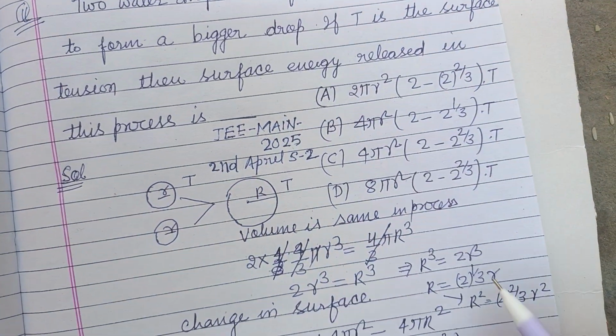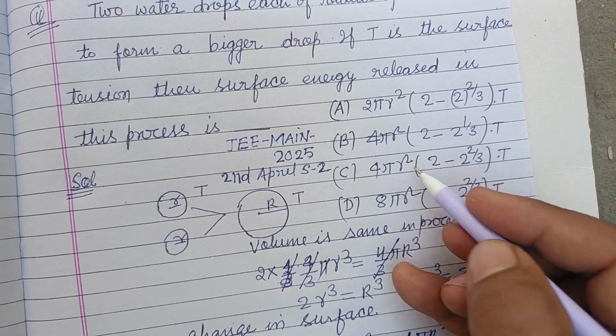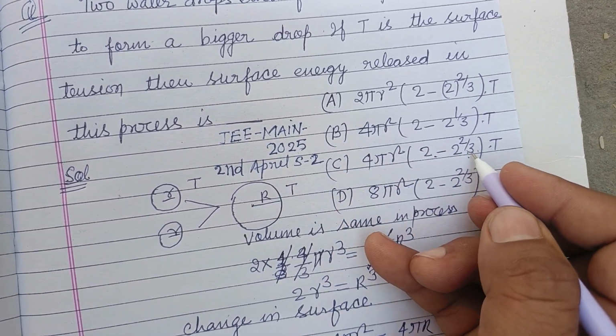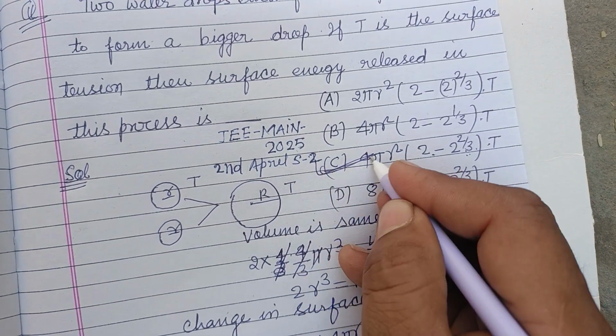So from these options, the answer is 4 pi r square [2 minus 2 to the power 2 by 3] into T. C is the correct answer of this question.